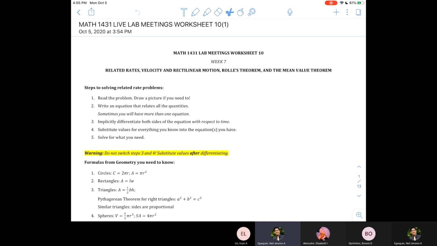But this is quite a heavy set of topics, especially the first few ones, because here we're supposed to talk about related rates, velocity, and rectilinear motion, and then two other important theorems in calculus, namely Rolle's theorem and the mean value theorem. But I want to focus more on related rates.